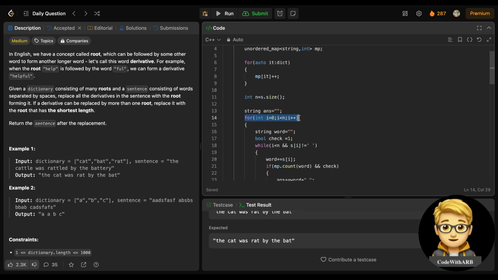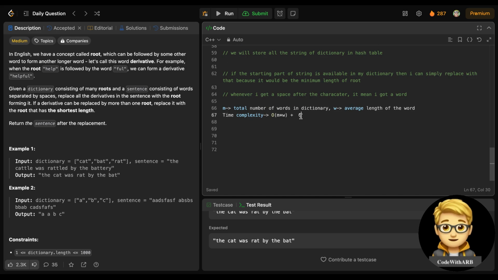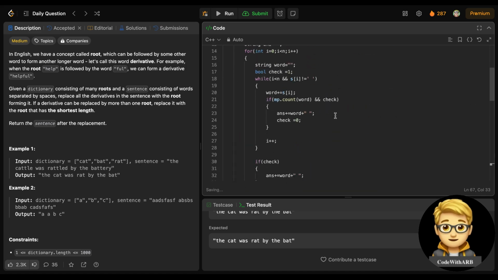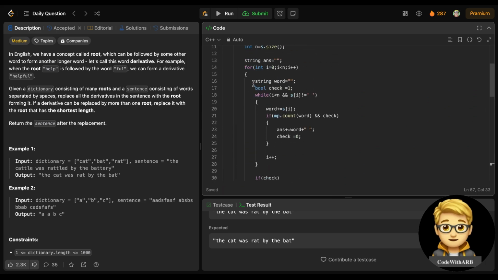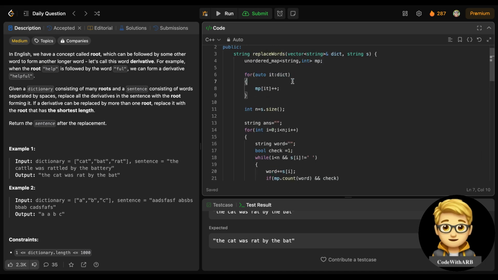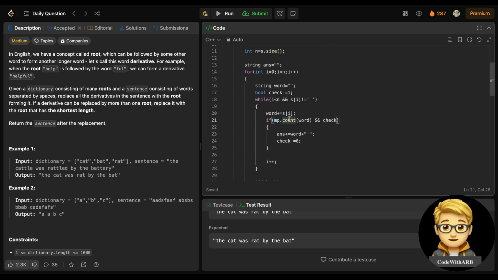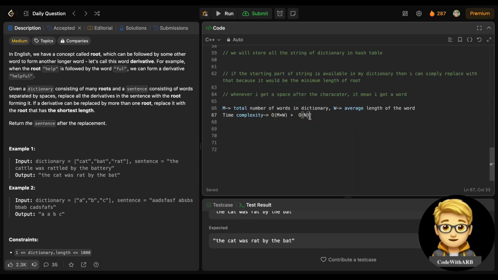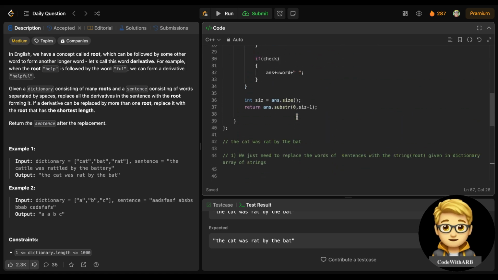Plus, what would be the time complexity again? I am iterating over the whole sentence, so that would be O of N for sure. And for each word when we are forming it, I am checking whether the word is present in my map or not. That would be O of 1 only, because a hash table takes O of 1. So this would be O of N into O of 1.